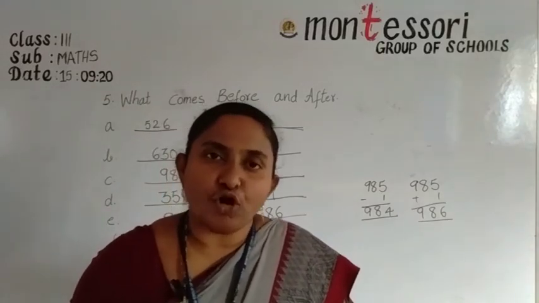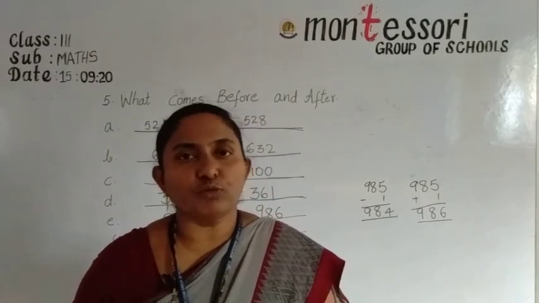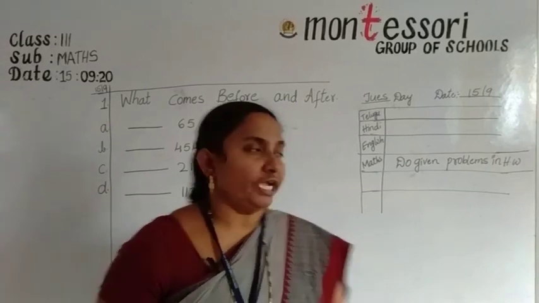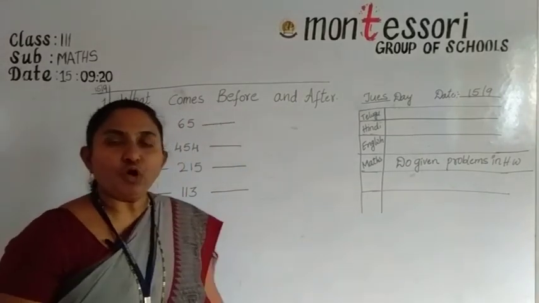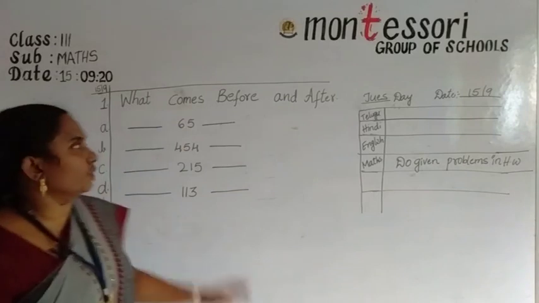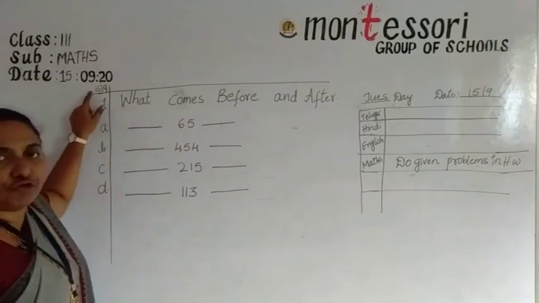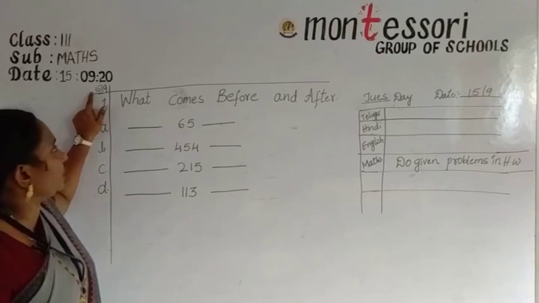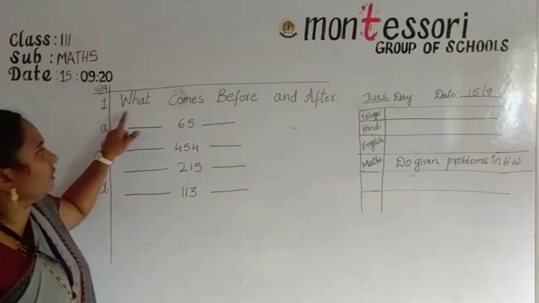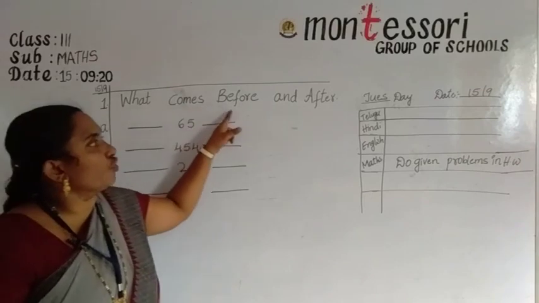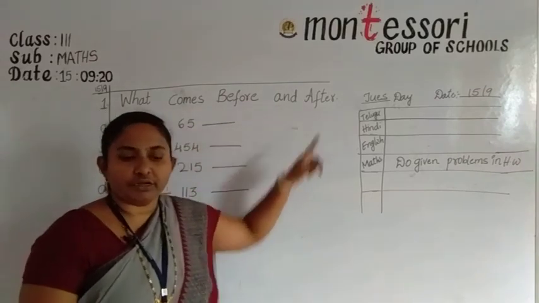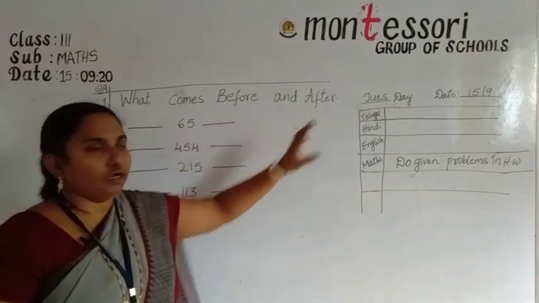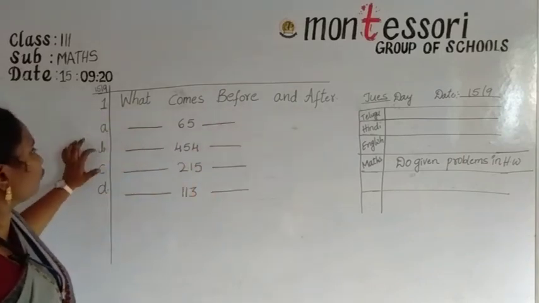Now take your homework book, all of you. Open your homework book and draw the margin and write the date 15/9. Write the date 15/9 and write the question: what comes before and after. Here note down these questions, all of you.